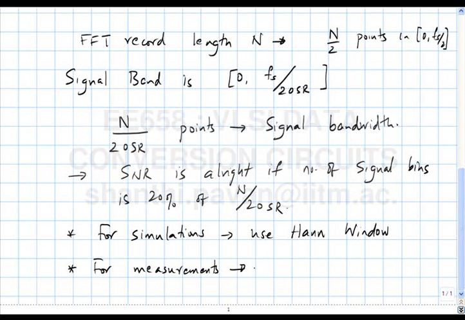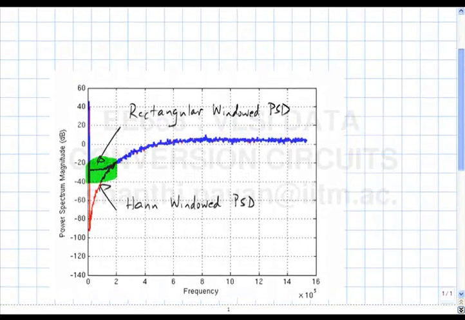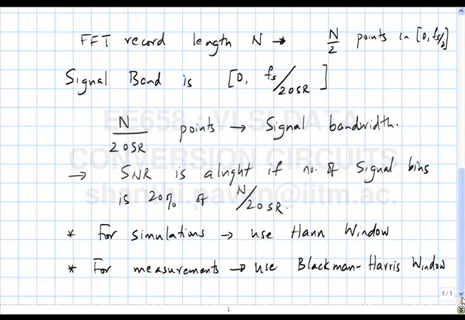So for measurements, it makes sense to use a Blackman-Harris window, particularly if you are not able to sync the input sine wave with the clock. So even if the input doesn't lie on an FFT bin, you're okay. Does it make sense? All right, so that's the spiel on power spectral density and how you calculate in-band signal to noise ratio.